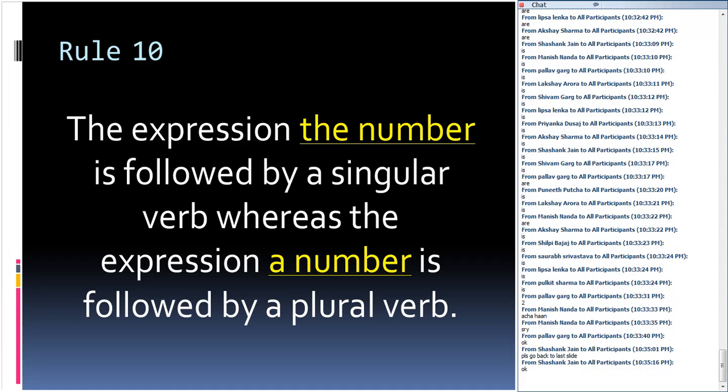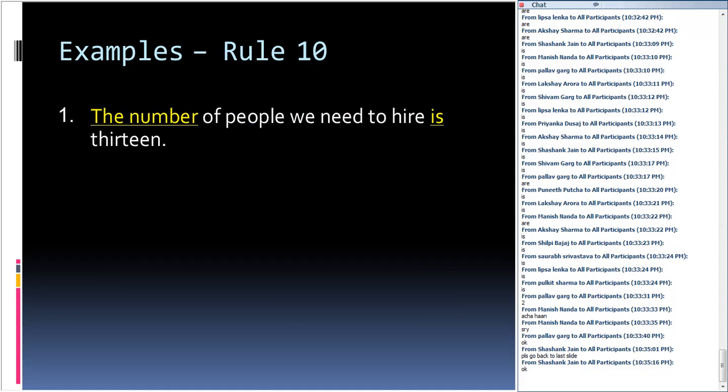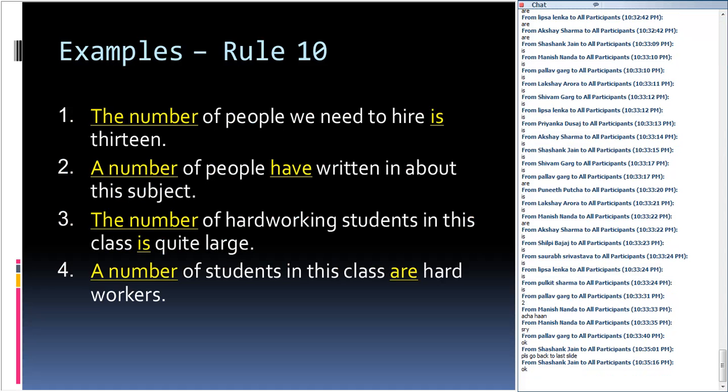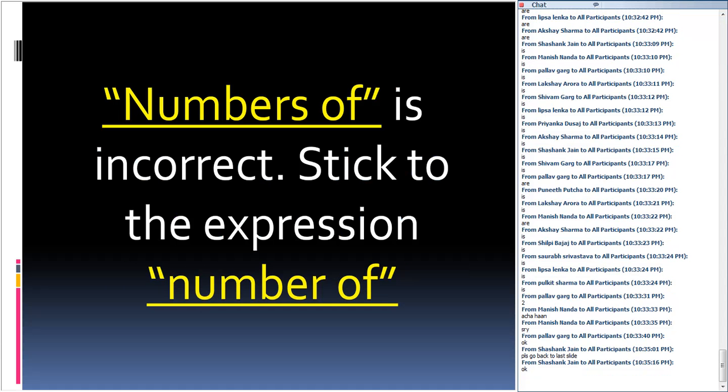Okay, okay. A number of students in this class are hard workers. So the number मतलब होता है singular, a number का मतलब होता है plural. Remember that. This is rule number 10. Okay, rule number 10, 7 and 8 more rules to go. So let's quickly look at rule number 11.